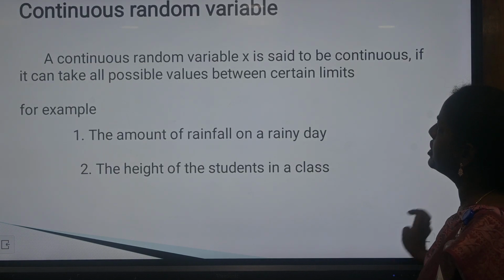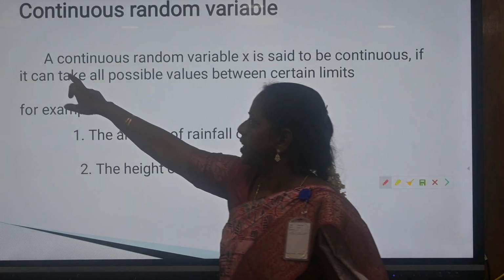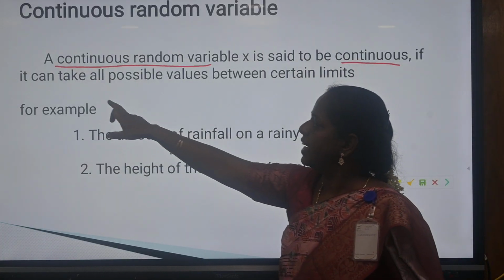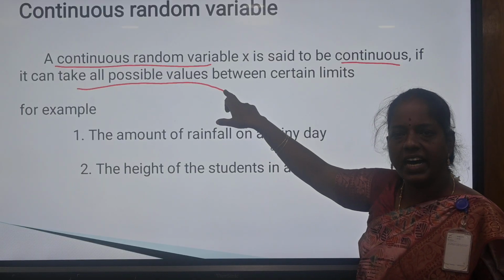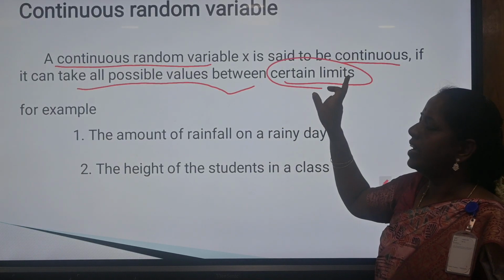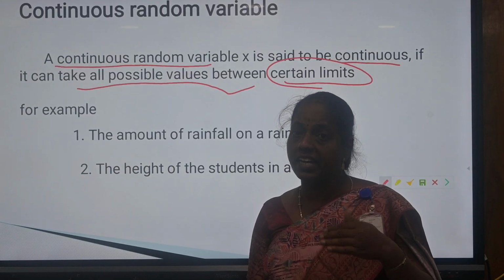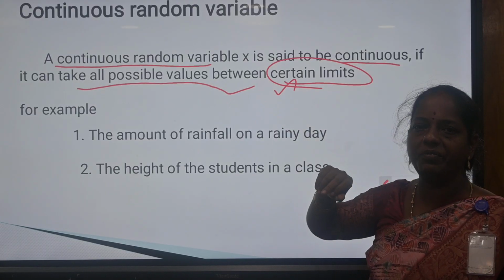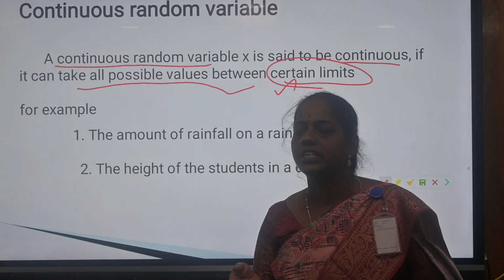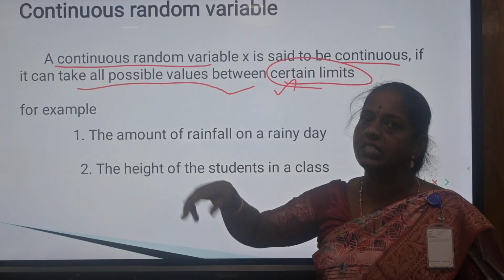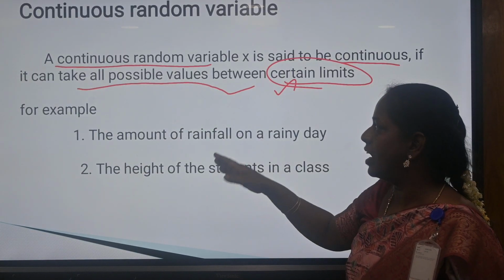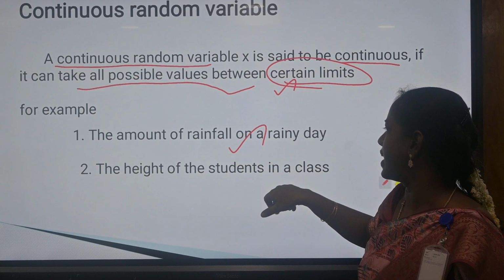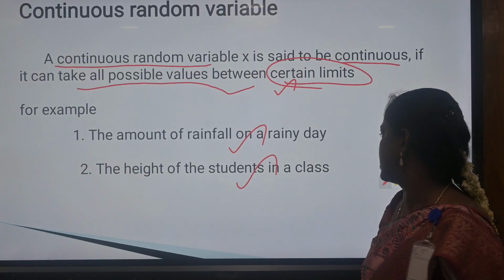Next, the continuous random variable. A random variable x is said to be a continuous random variable if it can take all the possible values between certain limits. A random variable x takes values from a finite range between any two limit values. That type of random variable is called a continuous random variable. Examples are the amount of rainfall on a rainy day and the height of a student in the class.